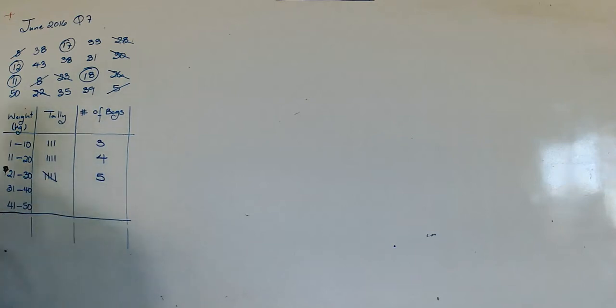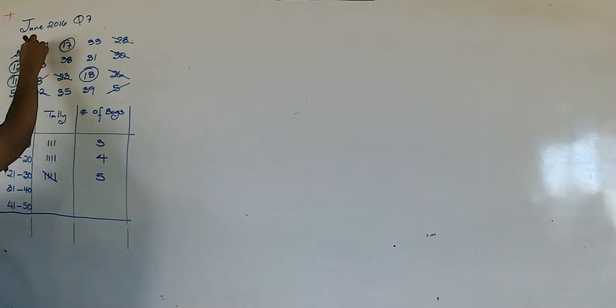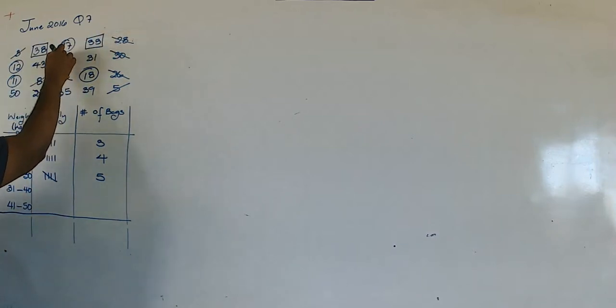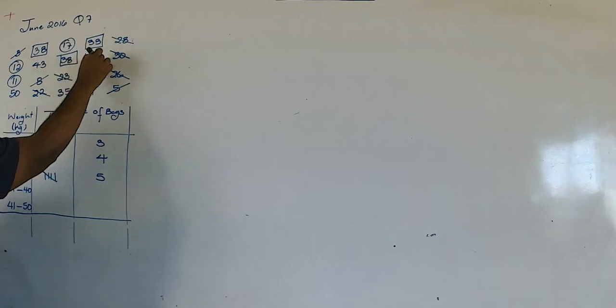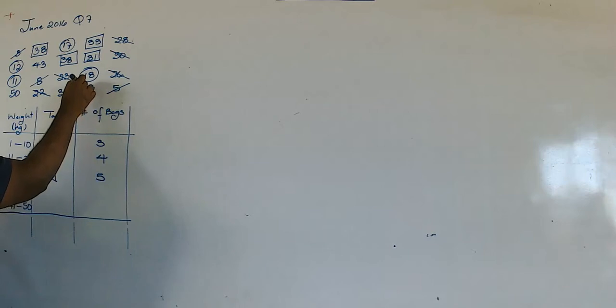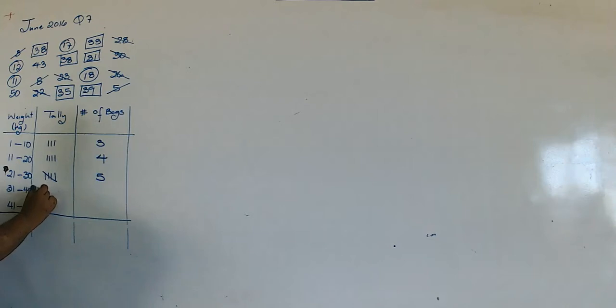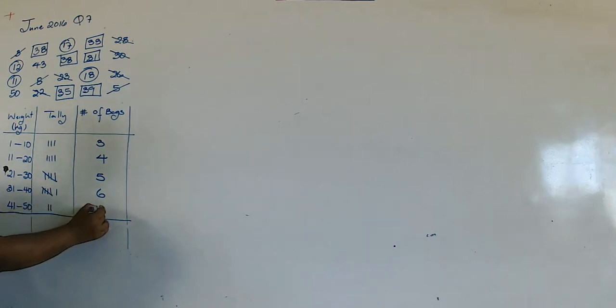Are we good? Yes, sir. 31 to 40. Are the rest of them done? 1, 2, 3, 4, 5, 6. Any more? 6. How many between 41 and 50? Just the 2 remaining ones. So this is 1, 2.